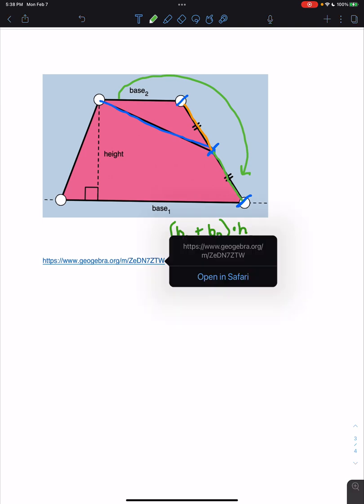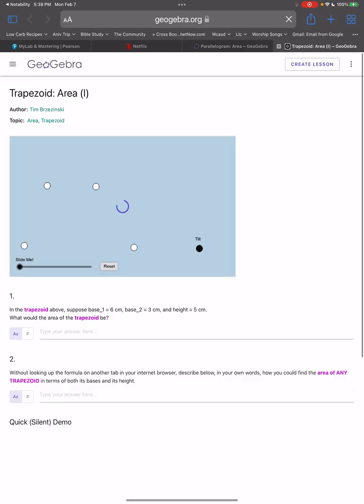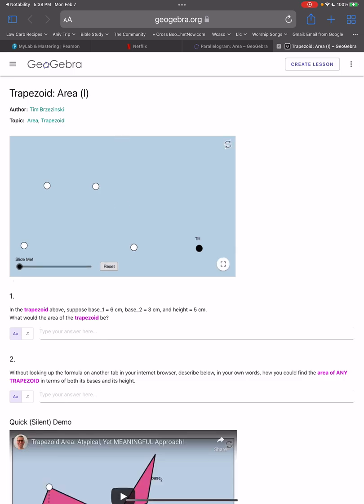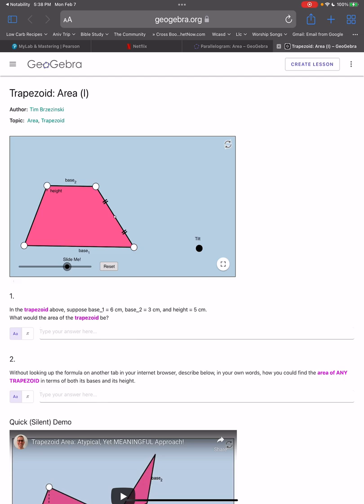I think it makes more sense to see this one in live action. So here we have our first base, then our side that's going to be cut in half, our second base, and then our other side. We're going to drop a height. Remember, it's got to be perpendicular to one of the bases.